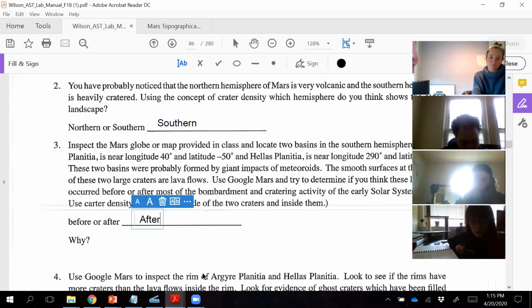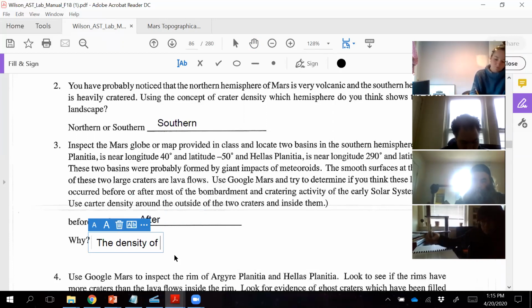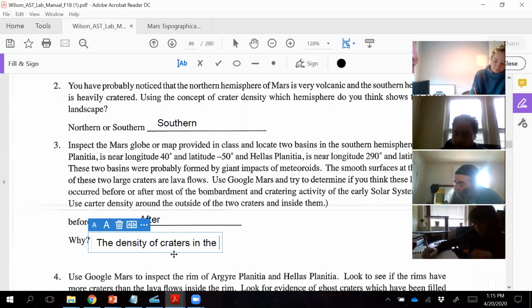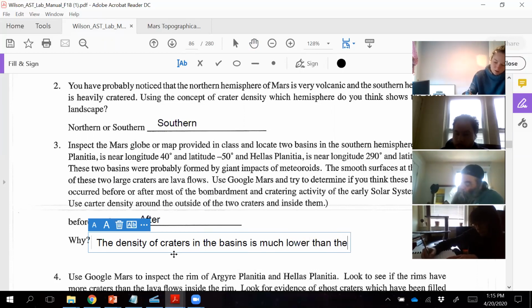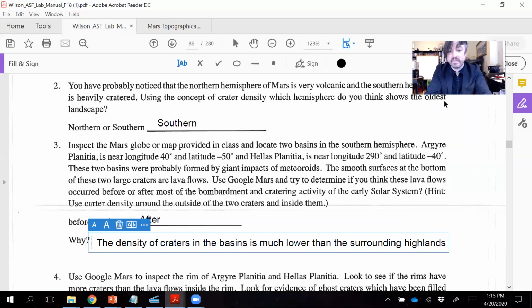And if we had to say why, and we want to keep it short and sweet, what would we say? We'd say the density of craters. Let's use some fancy $10 vocab words. In the basins, the density of craters in the basins is much lower than the surrounding highlands. And that's another fancy vocab word we can use, the surrounding highlands. I'll give you a moment to write that down.